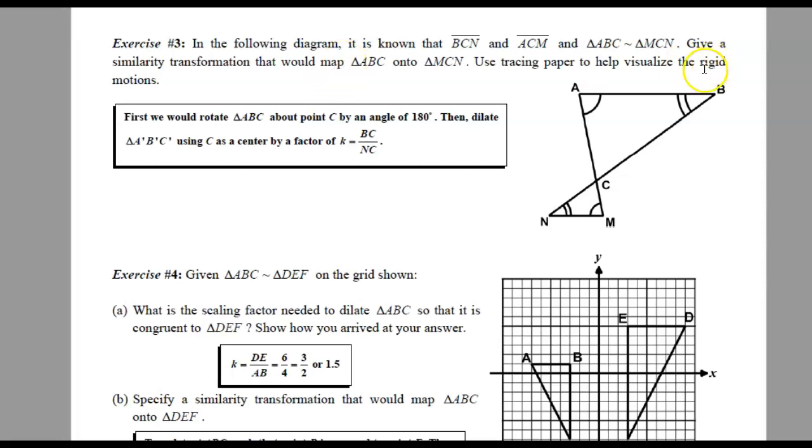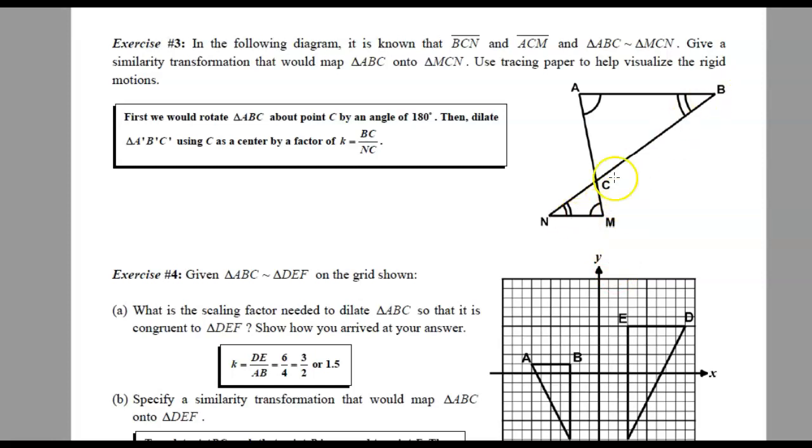But if I just rotated this larger triangle, if I had it on tracing paper and I held my pencil point on C and rotated it, what would end up happening is this BC ray would just be an extension of the CN ray. You can try that for yourself, and you'll see that if you hold down your pencil point on C and rotate it, BC becomes an extension of CN. And likewise, AC becomes an extension of CM. So that rotation will work there.